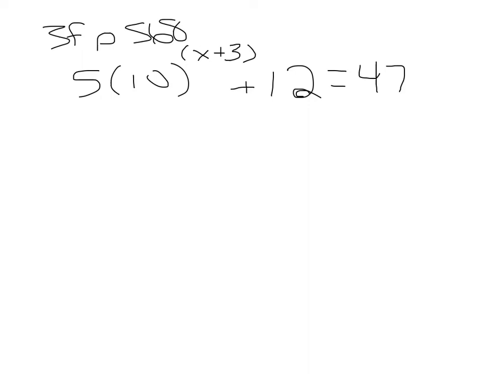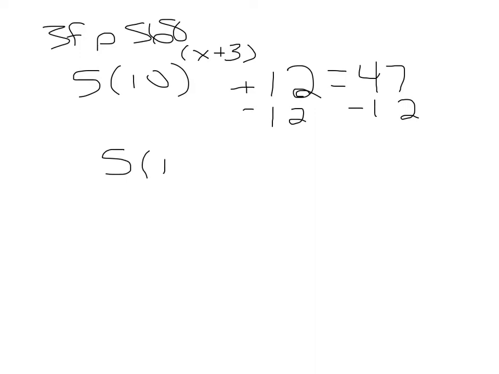All right. So when we're solving an exponential base 10, we have to isolate the exponential base 10 before we can do the whole sentence. So we need to get rid of the 12 first. The inverse of adding 12 is subtracting 12. Order of operations backwards, of course. So the 12's got to go before the 5.